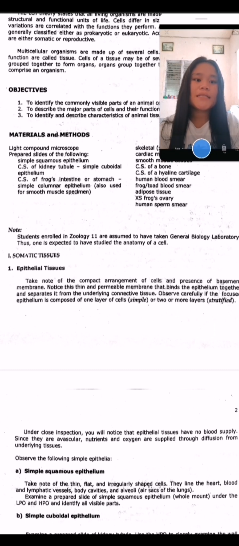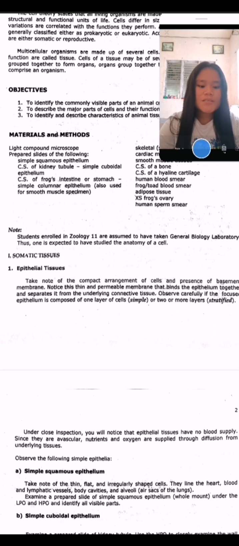By the way, somatic tissues are the cells in the body other than sperm and egg cells, which are called germ cells. In humans, somatic cells are diploid, meaning they contain two sets of chromosomes, one inherited from each parent. And number one is epithelial tissues.